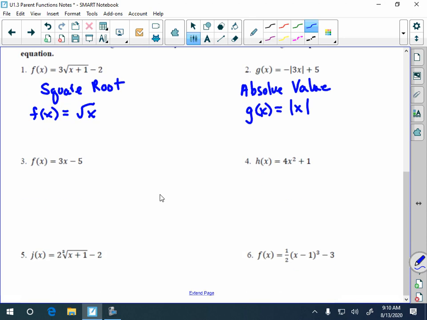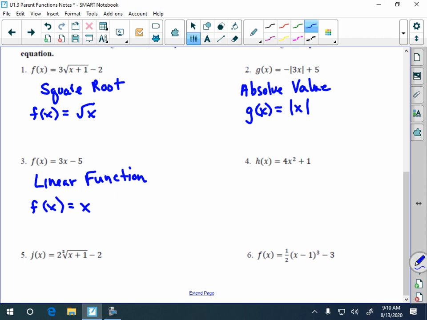Okay, number three. I don't see any squares, square roots, or cubes, so this is a linear function. If you remember lines from Algebra 1 and maybe geometry, y equals mx plus b. That's what this is, mx plus b. It's a linear function, and so its parent function is just f of x equals x.